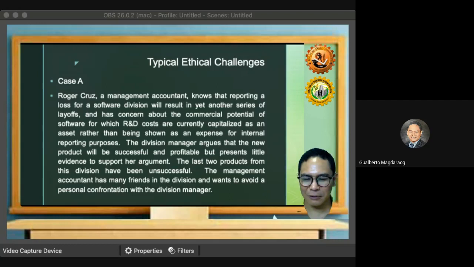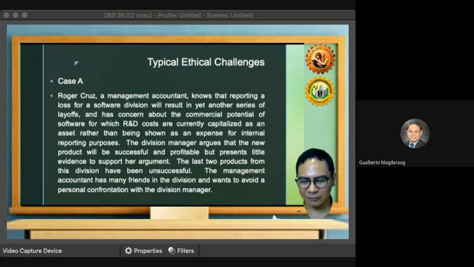So, it will test your competency as to your technical knowledge in accounting. Alam mo ba yun? So, dapat alam mo yun, no? Na kung wala naman palang economic benefit, ba't mo pa i-capitalize? Expense mo na lang yan. So, it will test your competency.